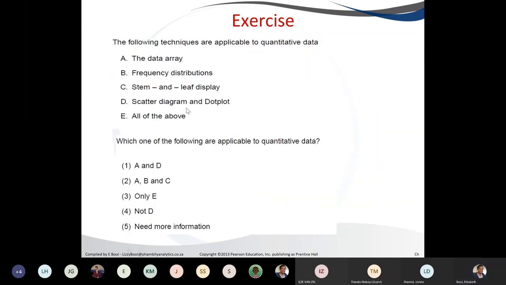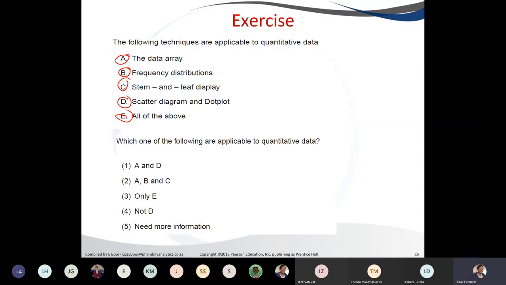And to do this final exercise, the following techniques are applicable to quantitative data. So we need to determine which one is applicable to quantitative data. We know that we use an ordered array. We know that we use a frequency distribution table. We know that we use a stem and leaf plot. We know that we can use a scatter diagram, which is the scatter plot or the dot plot that we have. Therefore, it means all of the above.